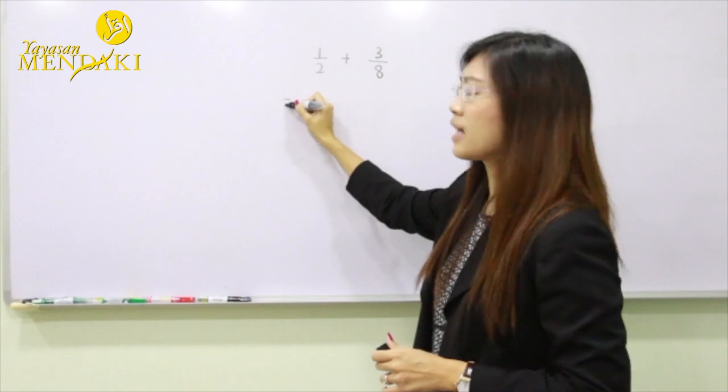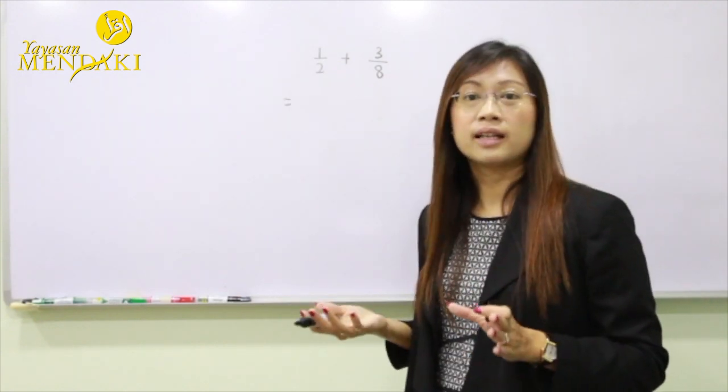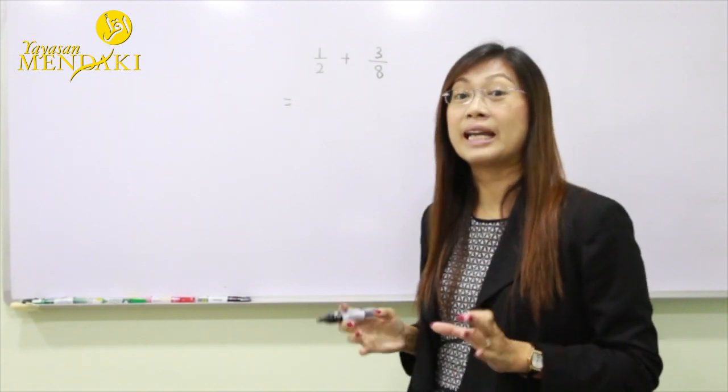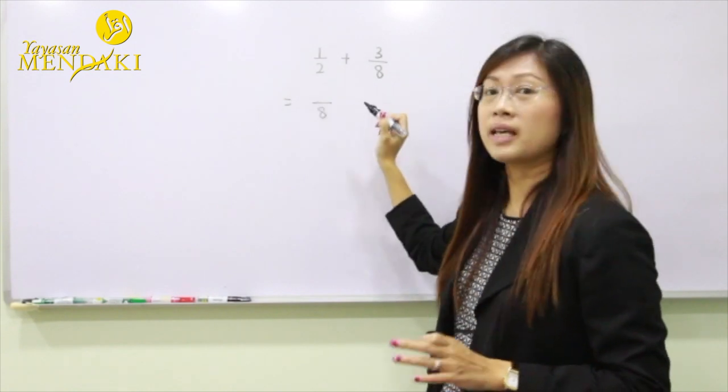Okay, let's move on to the second example where we have the fraction a half plus 3 out of 8. Now as you can see from these fractions, the denominators are different. So once again, you're going to make the denominators the same to apply the McDonald's method. So what is the common denominator? And that will be 8.